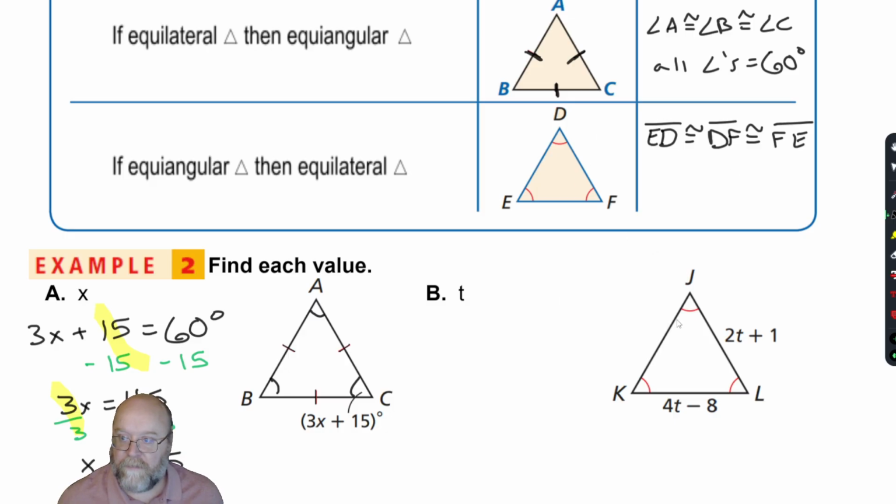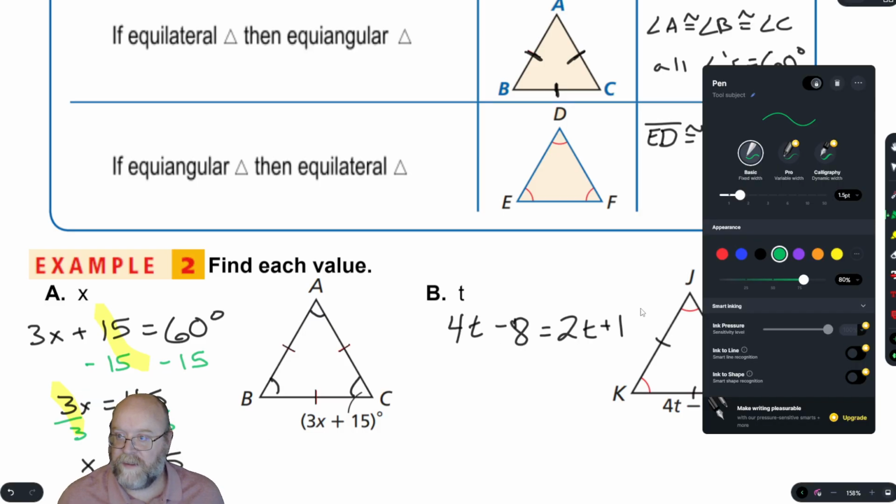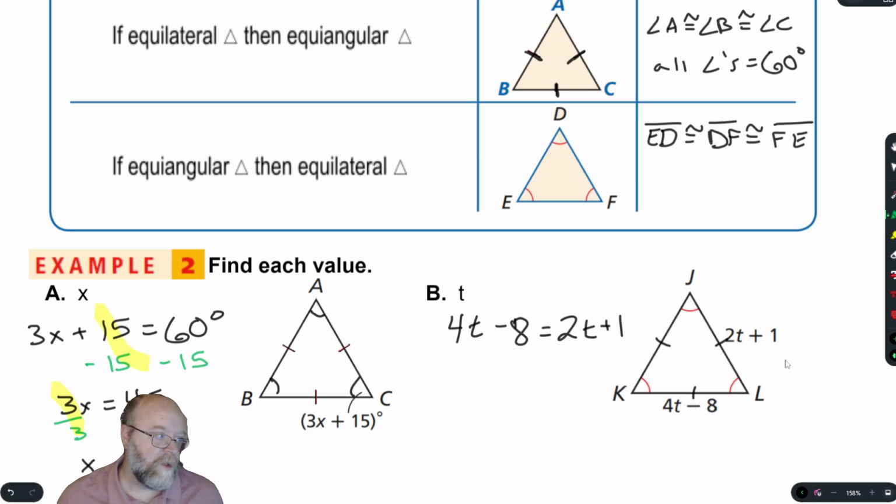Okay. We got an equiangular triangle. That means that all my sides are congruent. Equilateral triangles have congruent sides. How would I set up an equation to solve for t? Well, since the sides are congruent, I can say that they're equal. 4t minus 8 is equal to 2t plus 1. We're in algebra again. Look at us. We stumbled into some algebra. Try to finish this before me. We're going to have a 3-stepper.